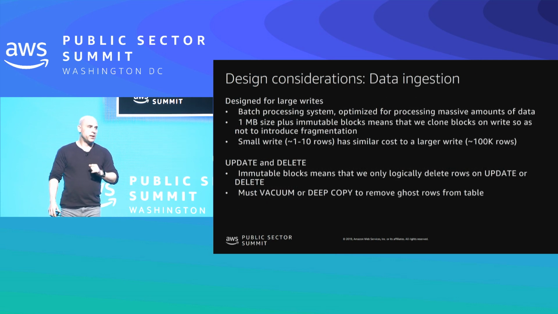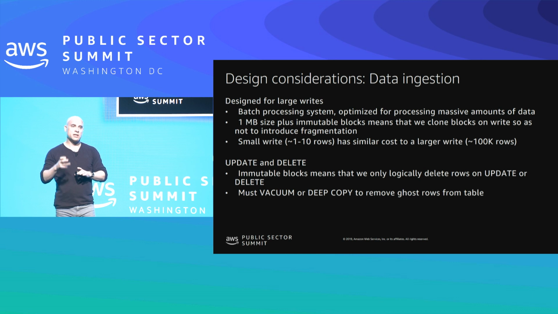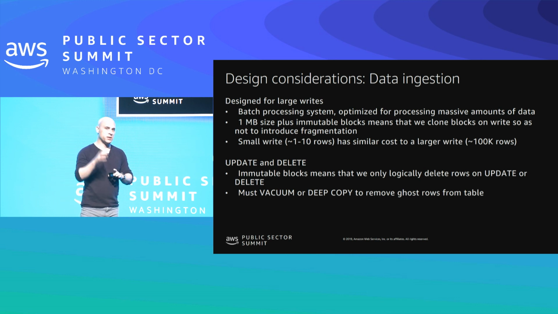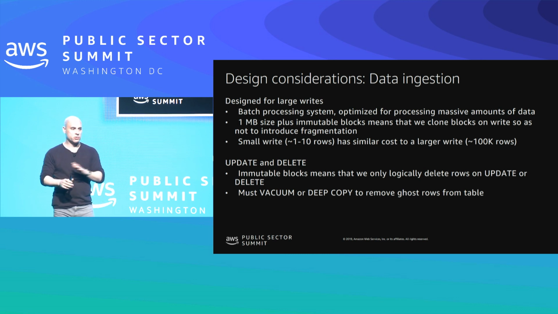Redshift is designed for big data. It primarily does batch processing. Because of our large blocks, a small write in Redshift is actually just as expensive as writing a large amount of data. So micro batching is completely fine in Redshift. A lot of customers will do 1 minute micro batch increments, which is fine. But just be aware that single row inserts, for example, aren't something you want to do in Redshift. You want to leverage the copy statement and bulk load.